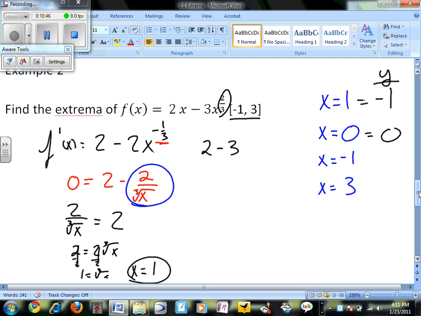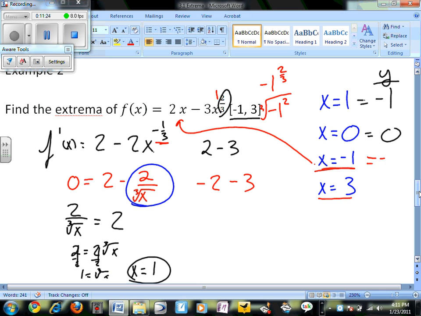Plug -1 in. Keep in mind we're plugging these into our original equation, getting our y values, all right? So I'm going to plug it into my original equation. I'm going to get -2 minus, let's see here, -1 to the 2/3 power. So what that really means is -1 squared and the cubed root of that. Well, -1 squared is just a positive 1. The cubed root of 1 then is just 1. So I have 1 times 3, so I have 3. So I'm going to get -5 for this answer right there.